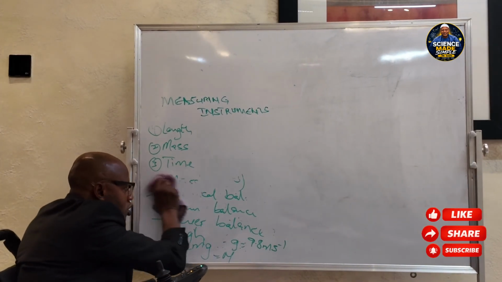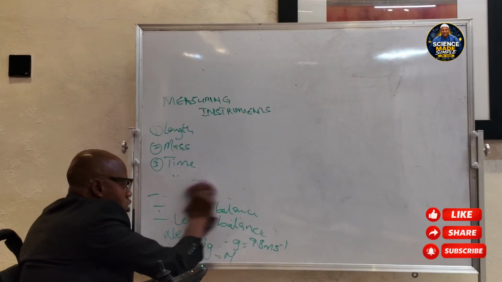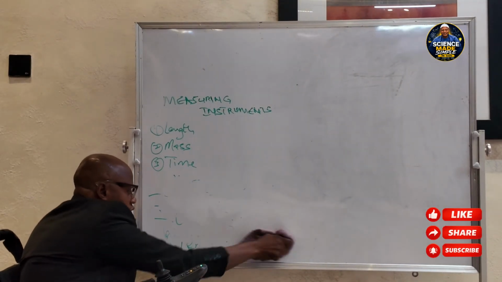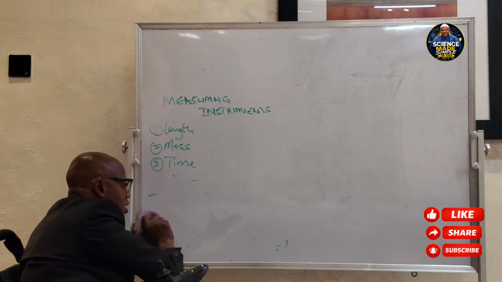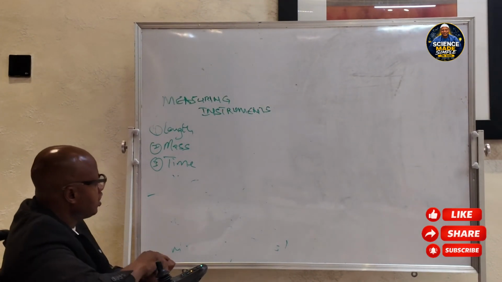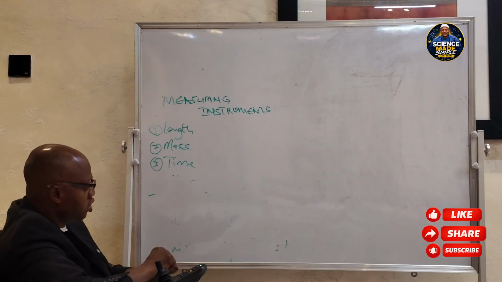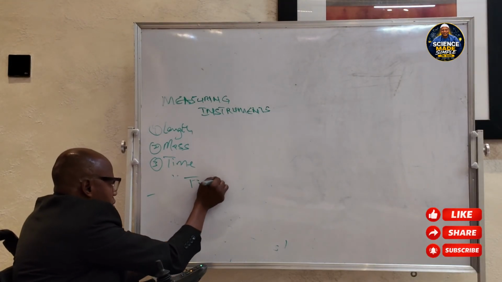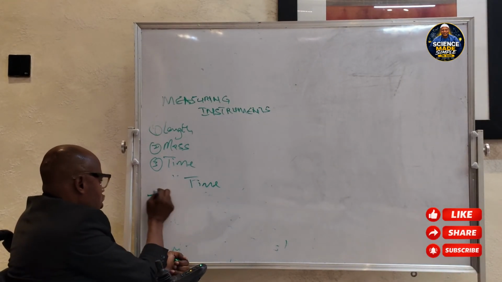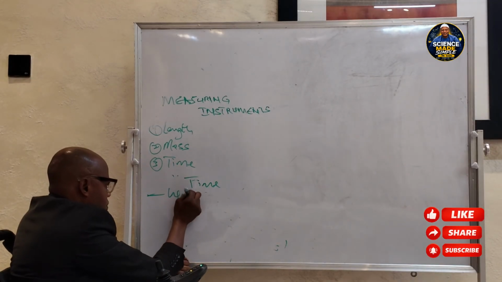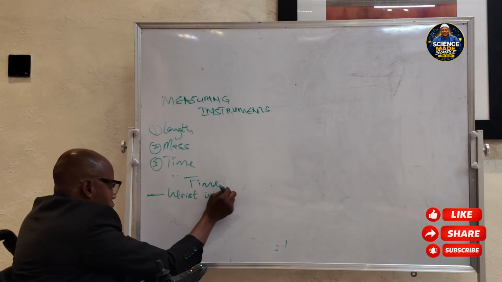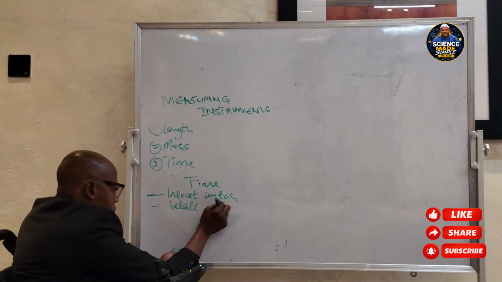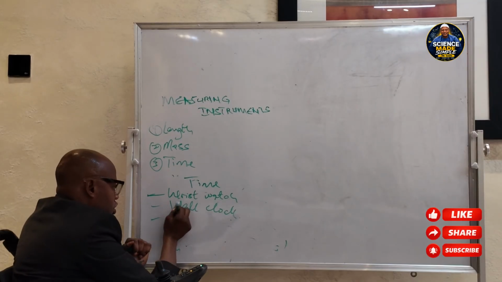Another physical quantity, which is the third one that is very common, is the time. Time is the interval between two events or duration of an event. Time can be measured by our wristwatch, wall clock, stopwatch.